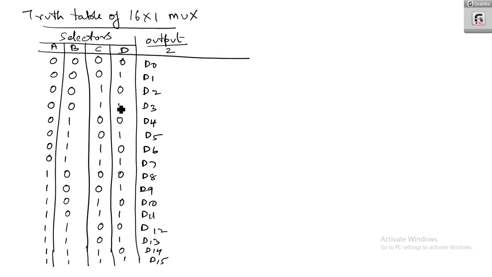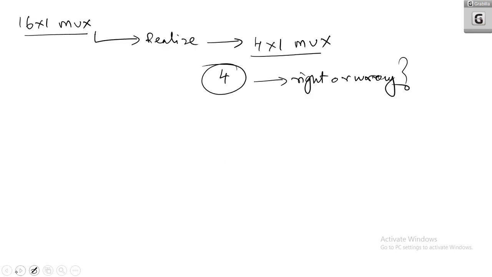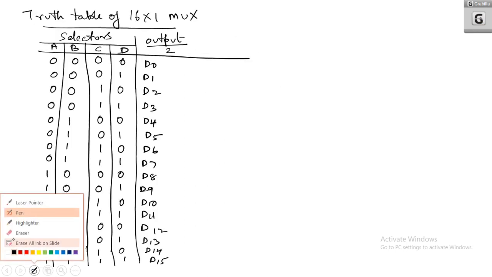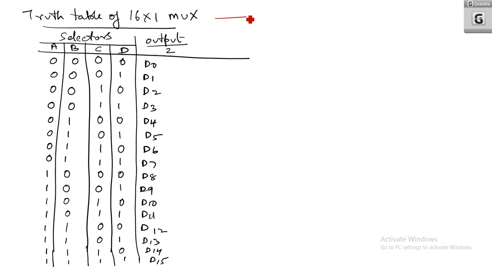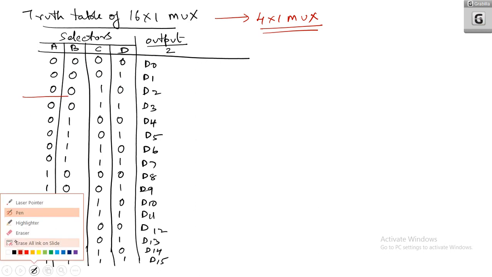Now I need to realize this. My aim is to realize a 16x1 mux using a 4x1 mux. So how to realize this using a 4x1 mux? That is the question. You can divide the table into 4 sets like this.